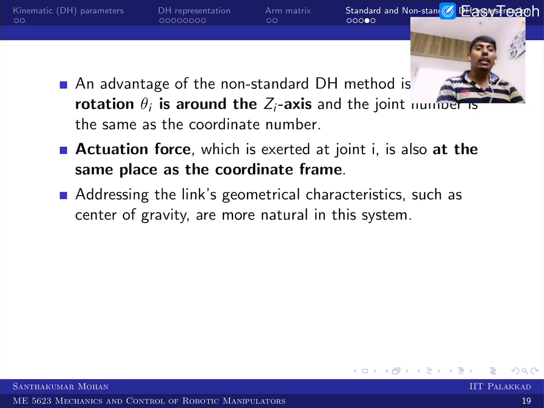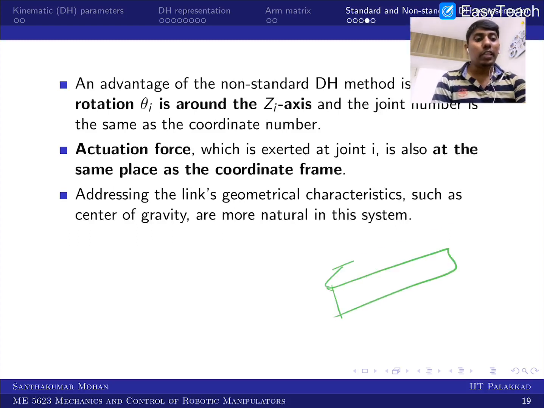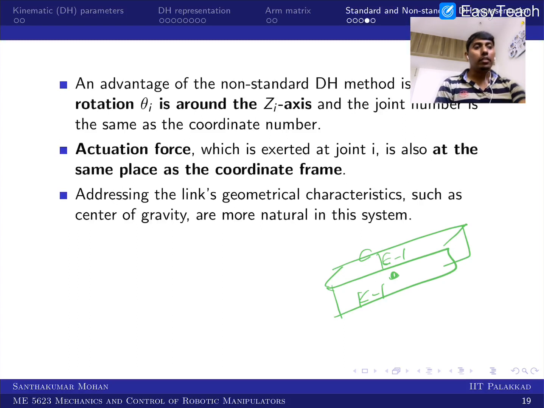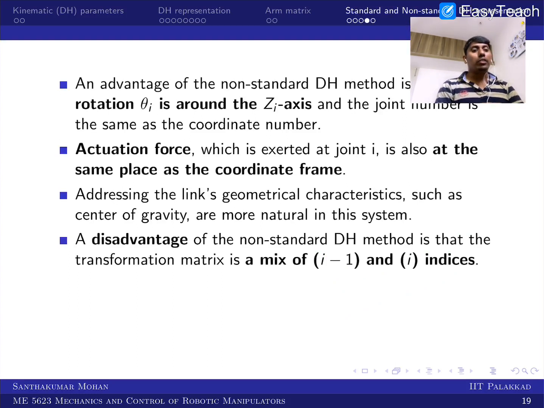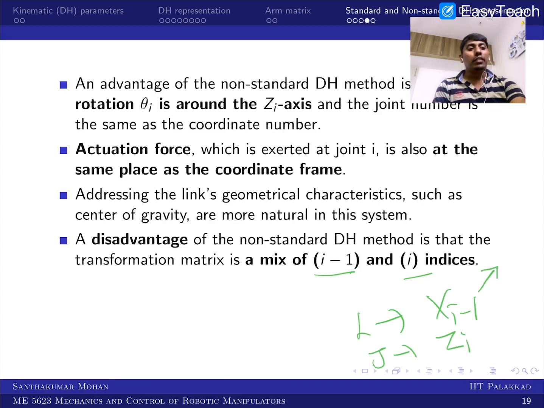Then the link geometrical characteristics, such as center of gravity, are more natural in the system, so we can definitely take it forward. For example, I am taking the I minus 1 axis or I minus 1 link. Then I can represent the coordinate frame in I minus 1 itself, right? This is possible. And the disadvantage of non-standard is that it is a mix of I minus 1 and I, so you have to recall what it is. That's why I said if it is a link parameter, it is x I minus 1. If it is a joint parameter, that is z I. So this would have alpha I minus 1 and a I minus 1, and this would have theta I and d I.